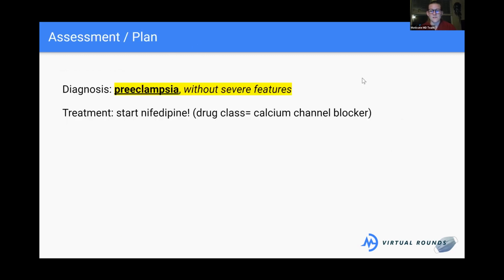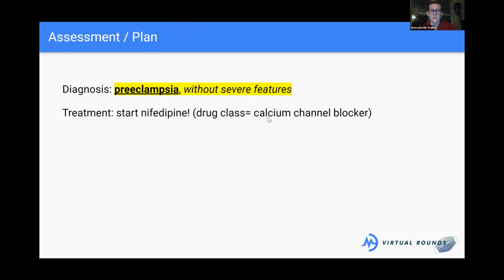So our final diagnosis for this patient is preeclampsia without severe features. And like I said, the empiric treatment for high blood pressure is to give an antihypertensive. They're a little different in pregnant patients than in regular, non-pregnant patients. So the one that we're going to use is nifedipine. And this is a calcium channel blocker. The reason for that is because it is not a teratogen, or something that can cause birth defects.